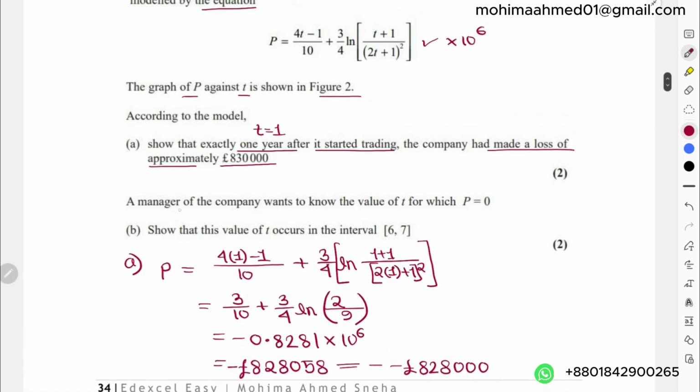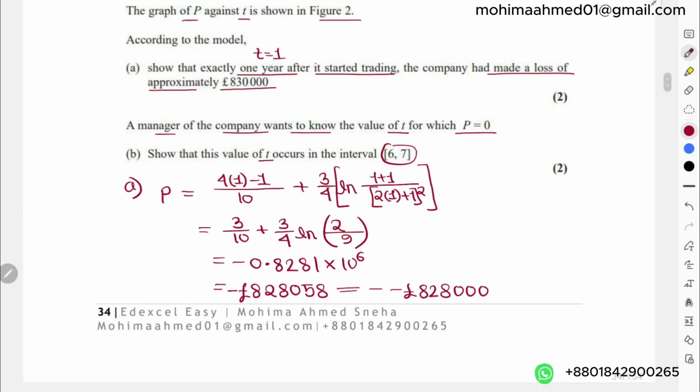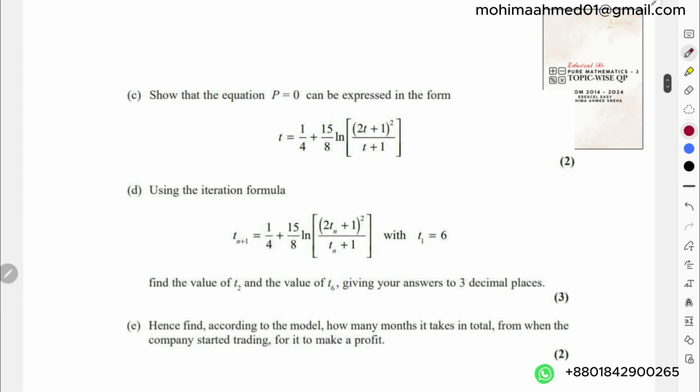And after this, they are saying that the manager of the company wants to know the value of T for which P is equal to 0. Now they are saying that you have to show that P is equal to 0 when the value of T is within the interval 6 and 7. So we just have to insert 6 and 7 into the equation.